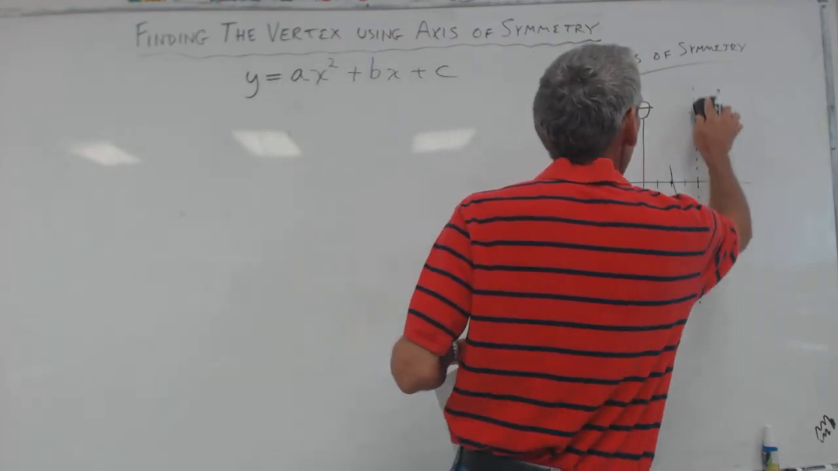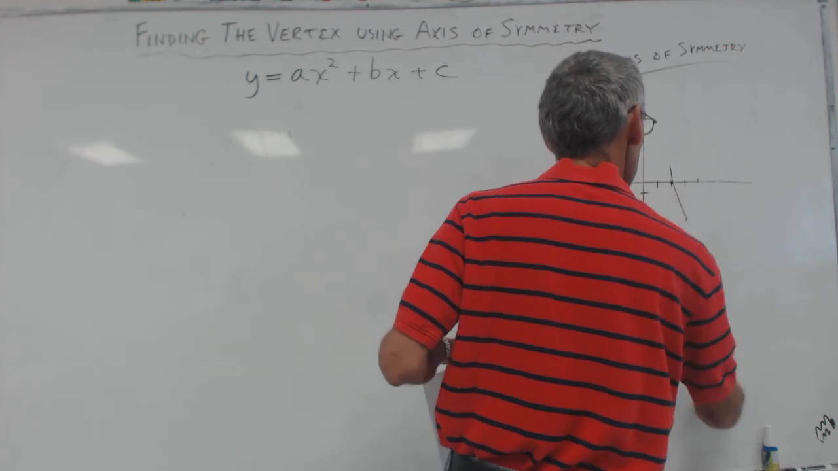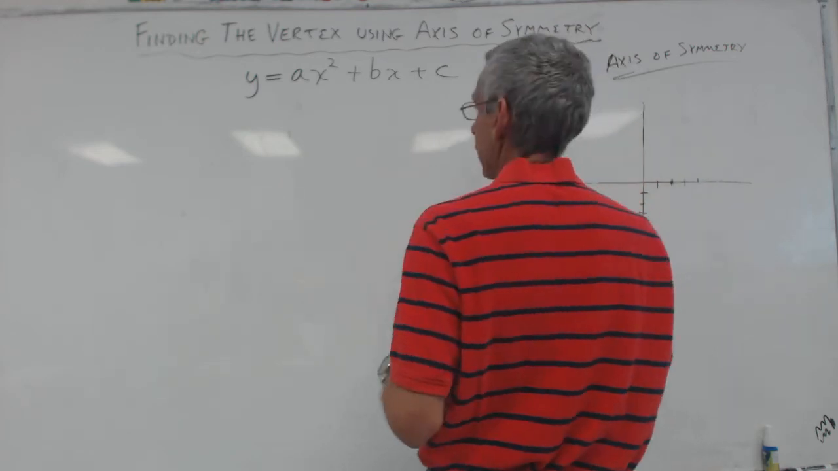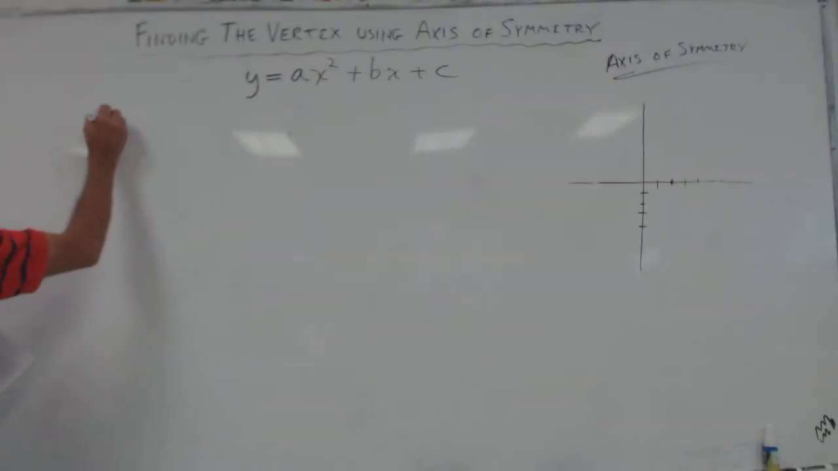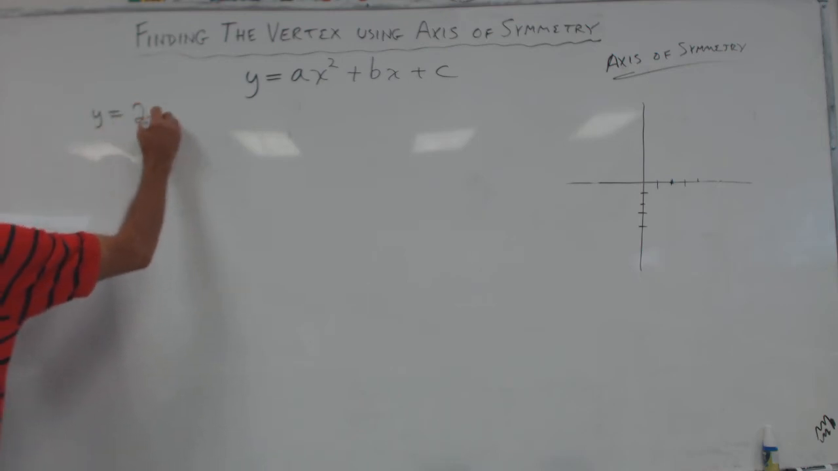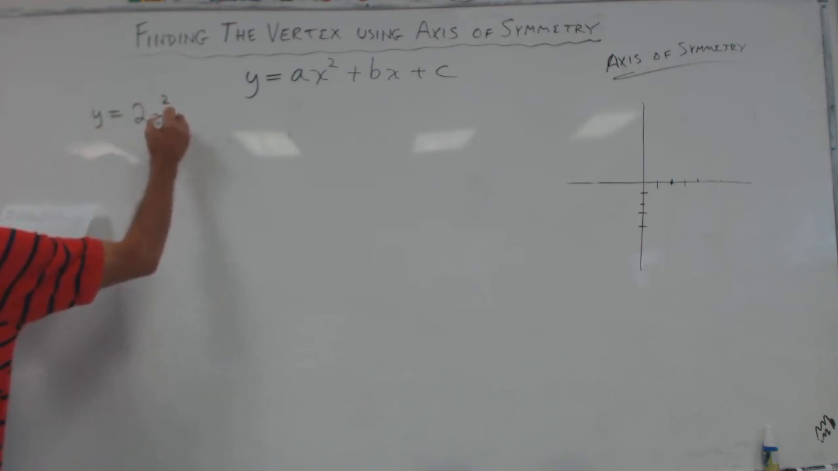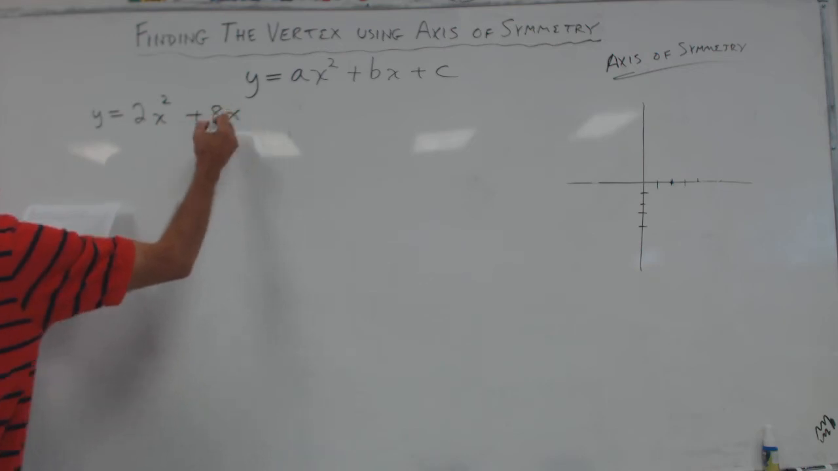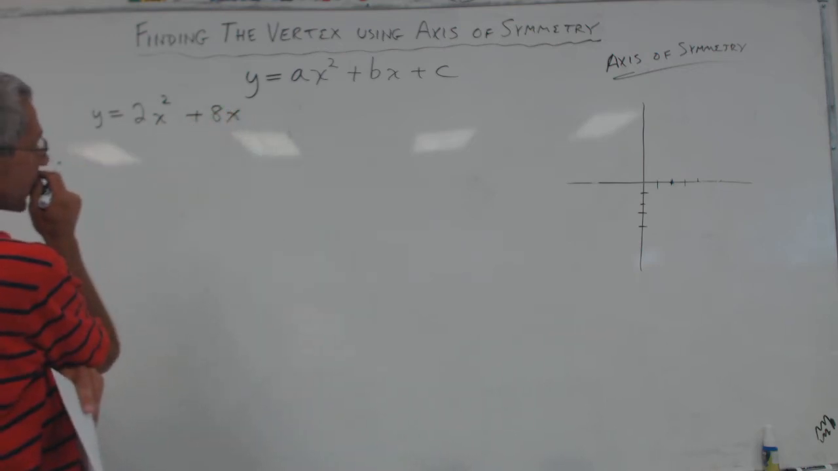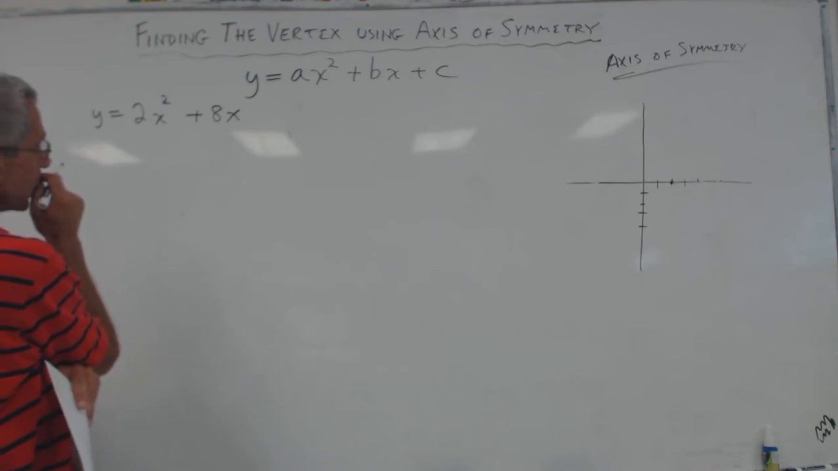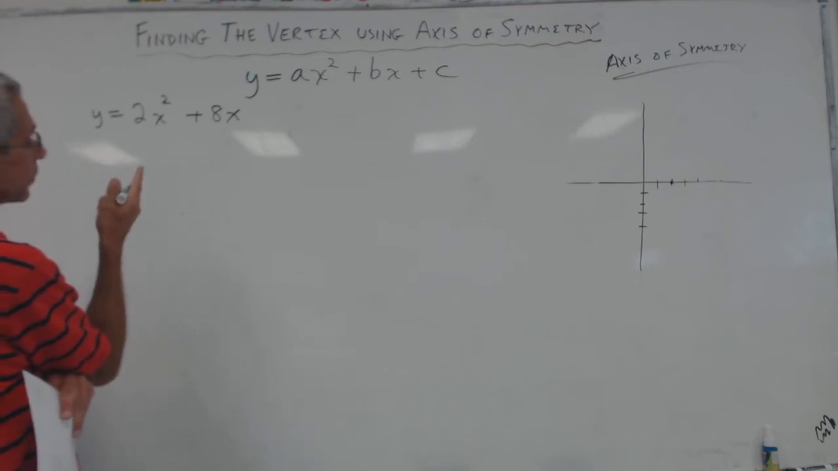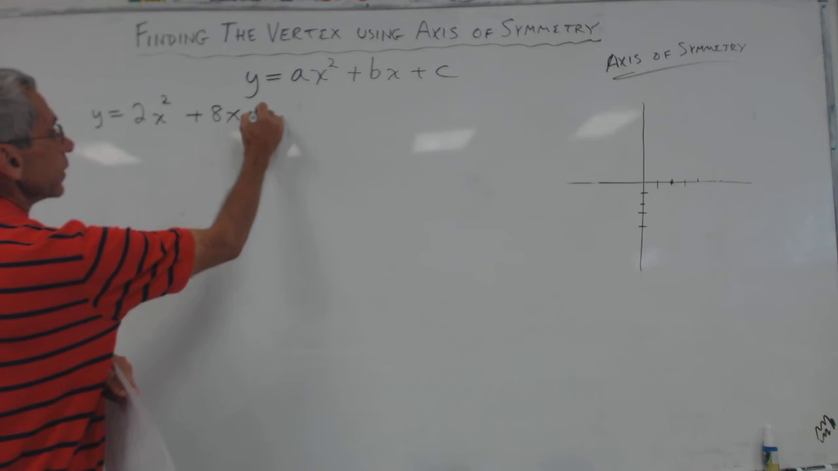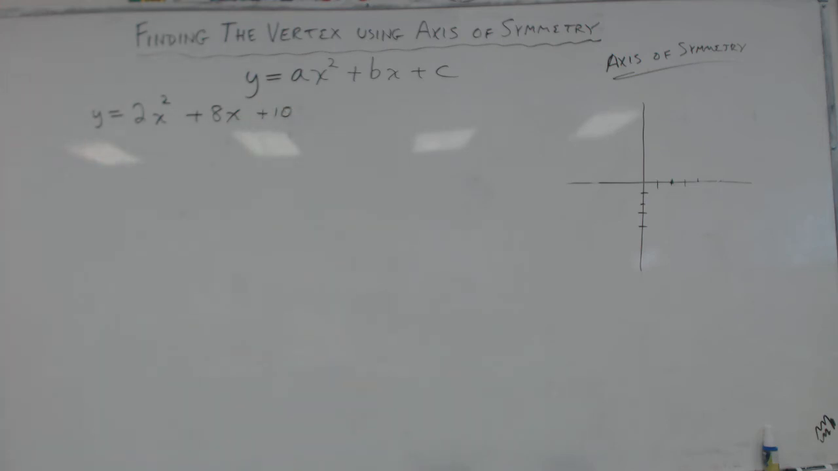All right, I'm going to leave this graph. We're going to try one more. Here we go. We're going to say y equals 2x squared, let's do plus 8x, plus 10. All right, there's the one we're going to graph, okay?